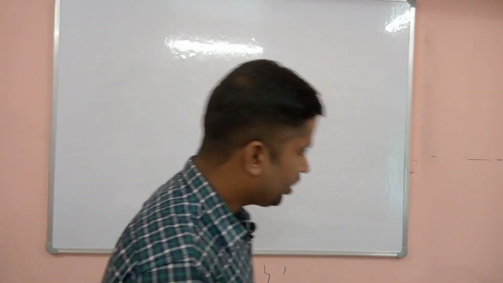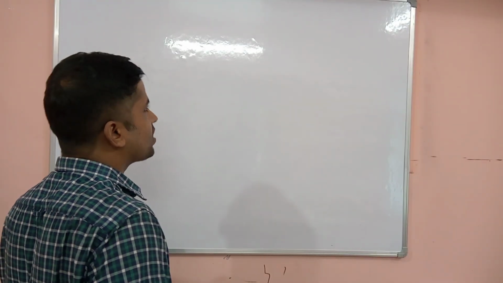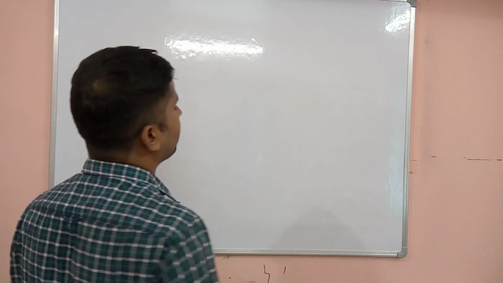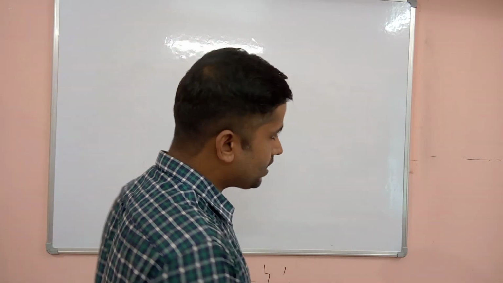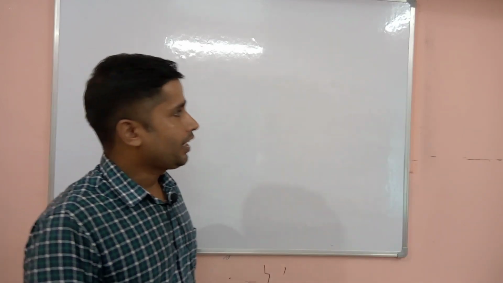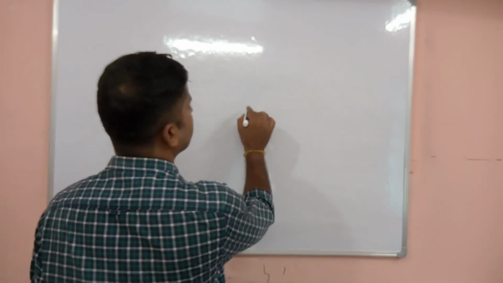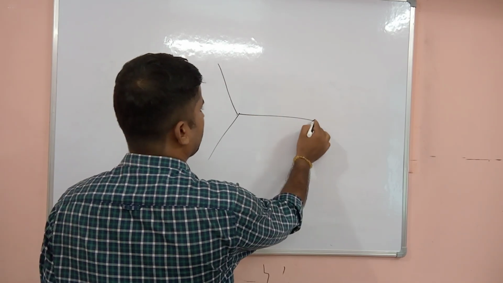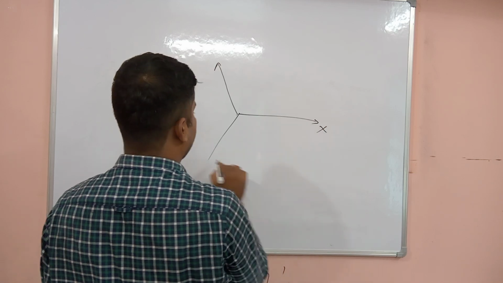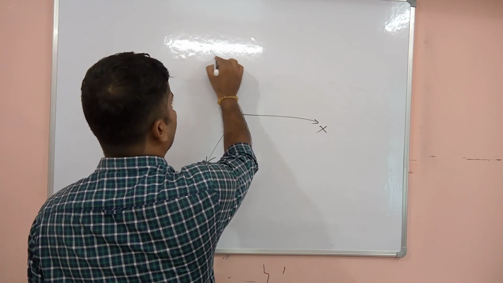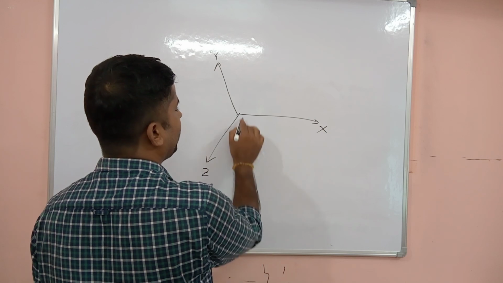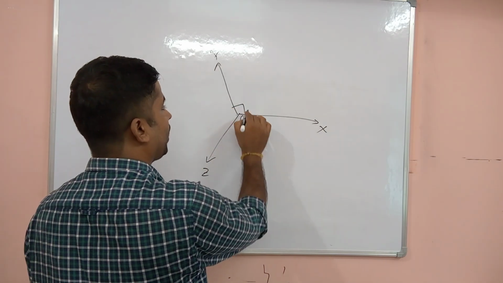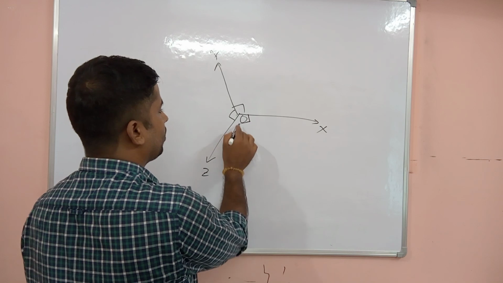Okay. So 3D means suppose a space is divided by three perpendicular axes. Say these are x-axis, y-axis, and z-axis. Okay, and they intersect at a particular point. Then say these are three axes: x-axis, y-axis, and z-axis. Okay, they intersect at a particular point, but the angle between them would be 90 degrees.